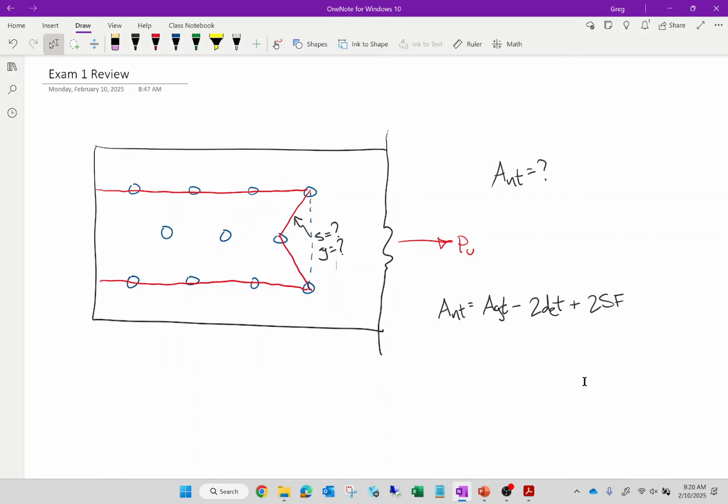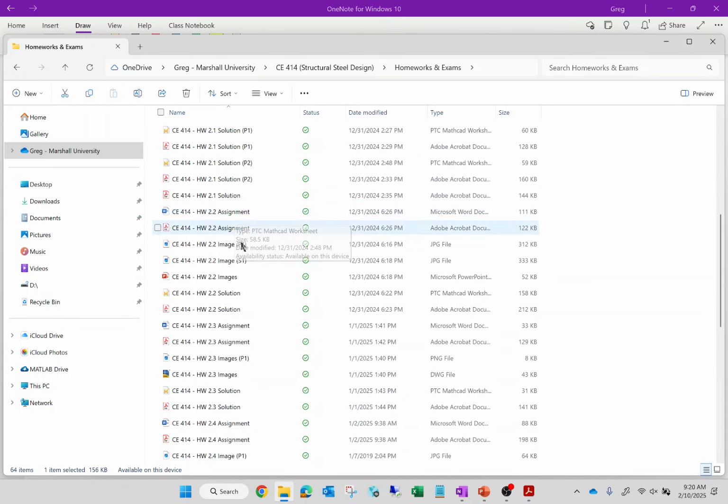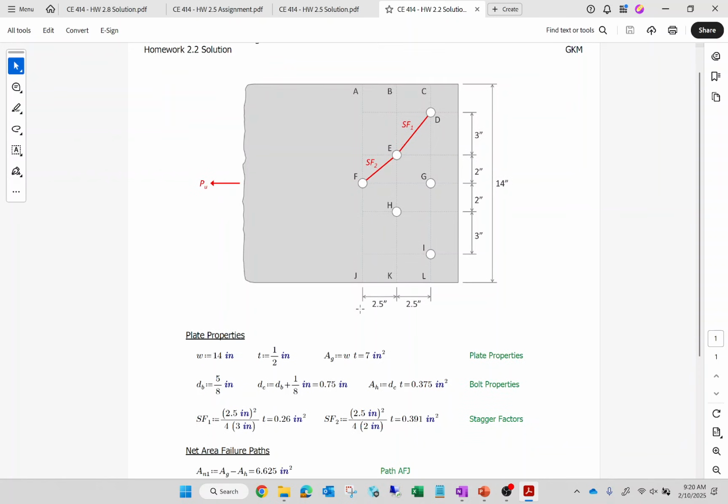What's going on here? Yes. Homework 2.2, failure path. How to figure out how many failure paths? Oh, yeah, this one, I'll just level with you, this one was a little challenging. And really what you have to do is just sort of test all of them.